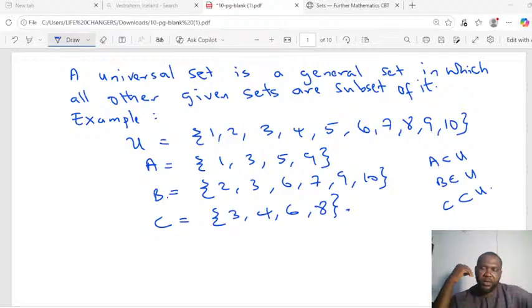Okay, I said that a universal set is a set that is a superset of all the other given sets. It contains everybody.